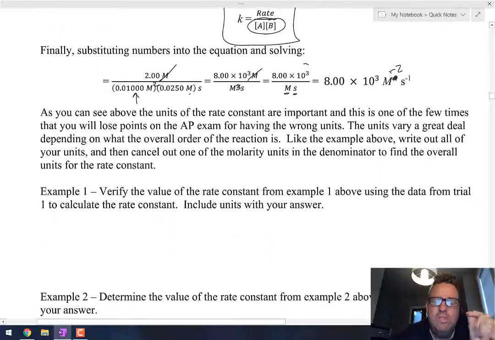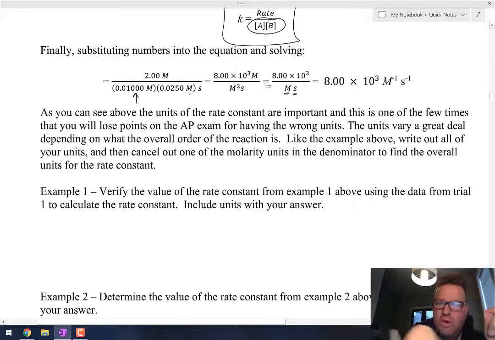So the easiest way to do that, which I know is difficult for students, is to write out your units. Write out all of your units so you can see, oh, if I have a molarity on the top and on the bottom, it cancels. Whatever units are left, that's what has to go in my answer.